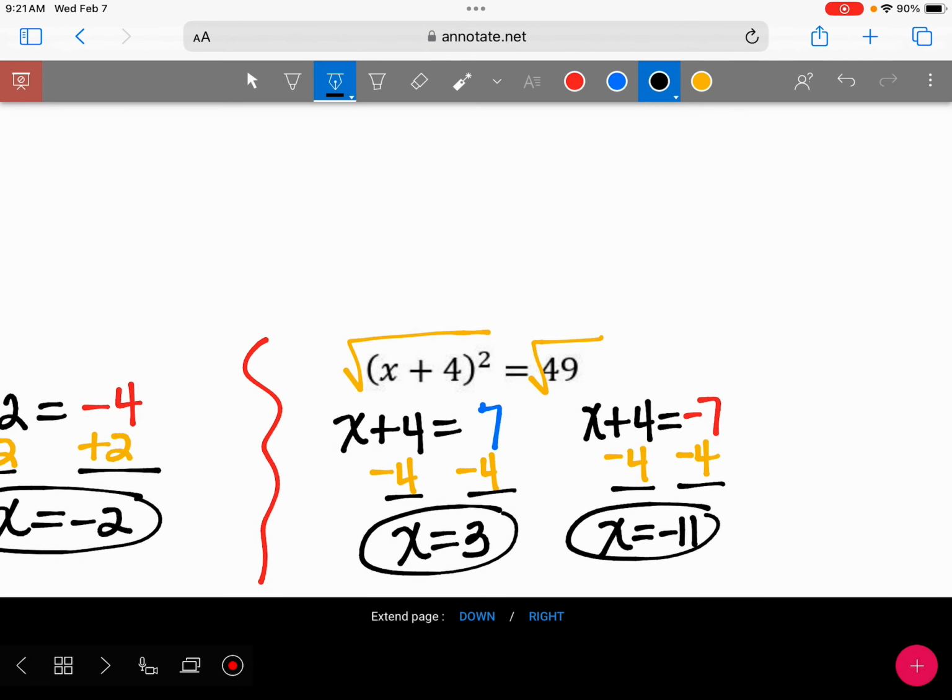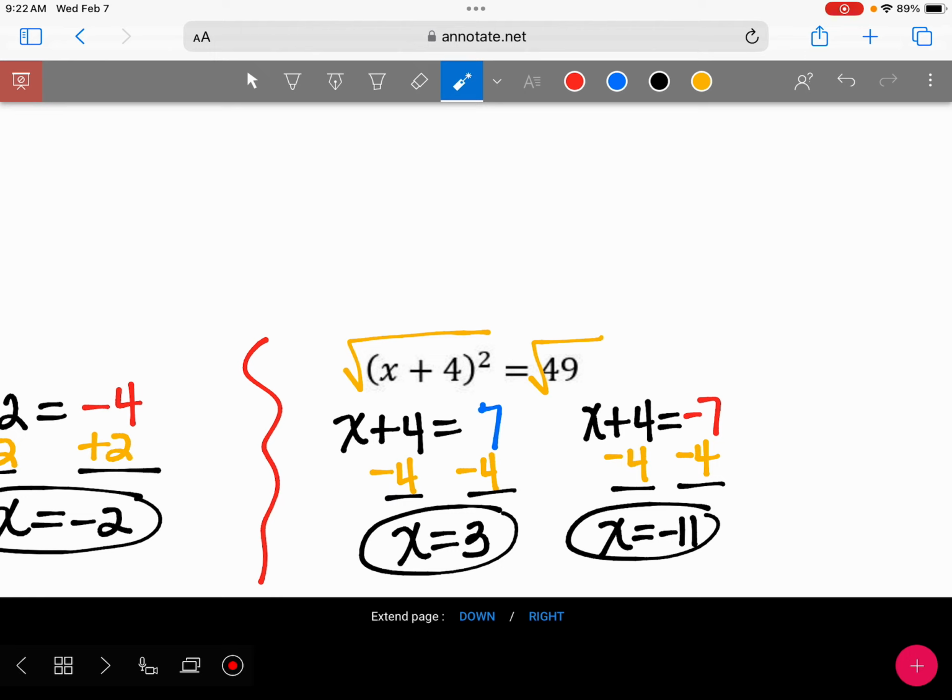All right, so let's go ahead and check our answers. Raise your hand or give me a thumbs up if you had x equals 3 and x equals negative 11. Who had that for their two answers? All right, that's pretty good. So again, 49 is a perfect square. So we have x plus 4 equals positive 7, and x plus 4 equals negative 7. So we're adding 4, and the opposite of adding 4 would be to subtract 4. So positive 7 minus 4 is 3. And negative 7 minus 4 is negative 11.